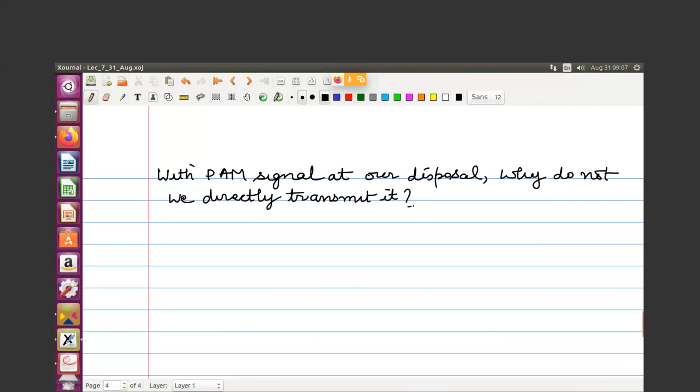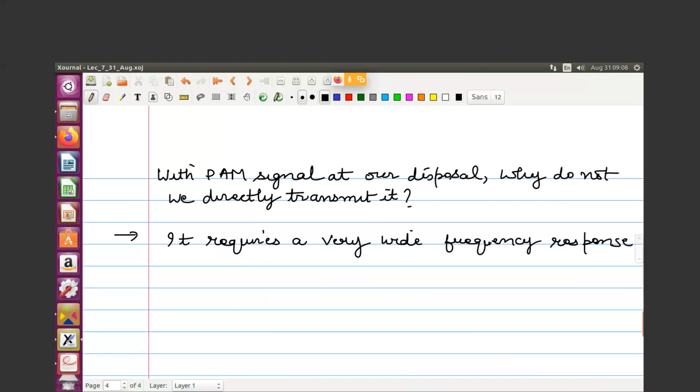So let me write it down. The reason is that it requires a very wide frequency response because of narrow pulse width. Okay, let me show you what that is.